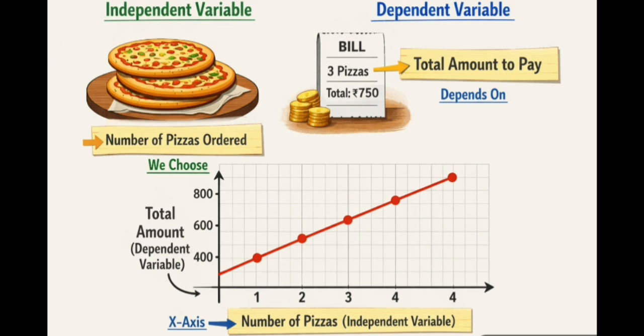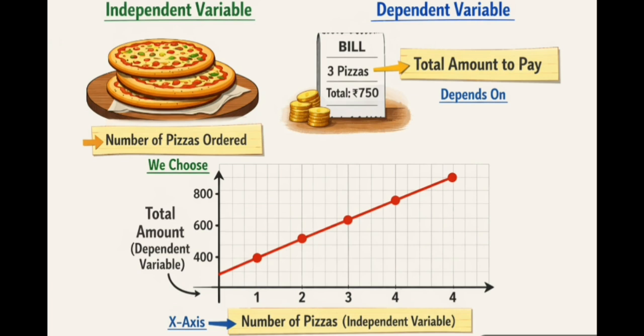So in this way, number of pizza will become on x-axis, it is independent variable, and the total amount which you have to pay will come on y-axis. So in this way we see which value has to come on x-axis and which one has to come on y-axis. Now one question for you dear student, try to solve it.